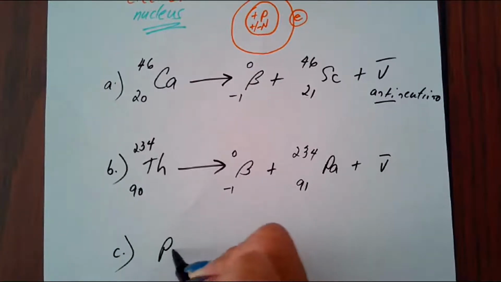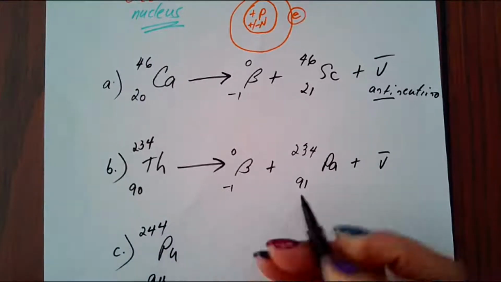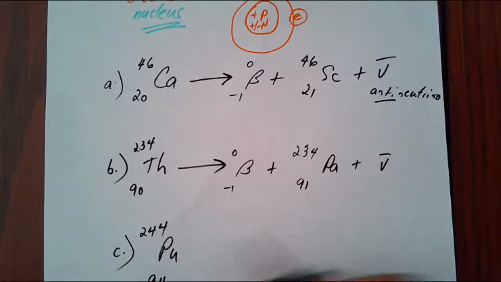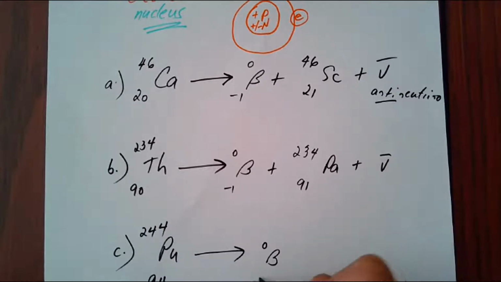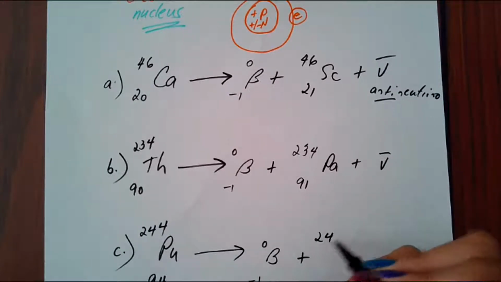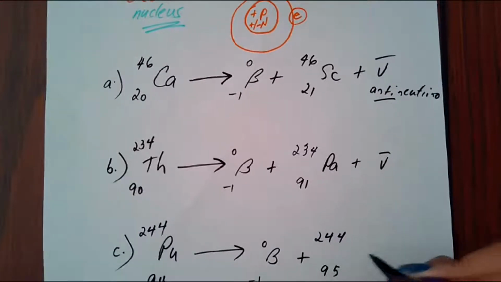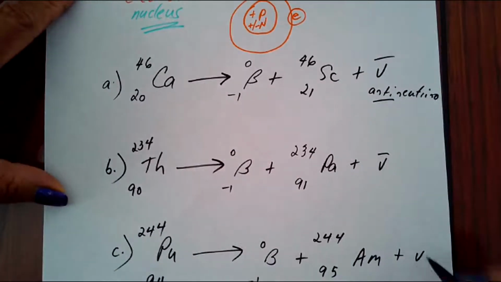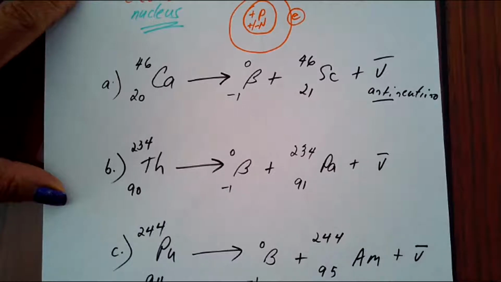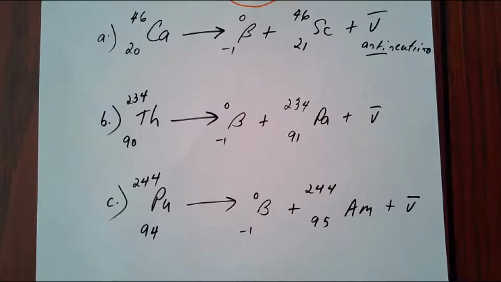Let's try plutonium. 244, an isotope of plutonium, 94 is the atomic number, the number of protons, undergoes a beta negative decay. What you have is 244, 94 take away negative 1, so 94 plus 1, you get 95, and we have americium, named after America, and an emission of an antineutrino, so it's a V with the line at the top. So this is what happens in a beta negative decay.